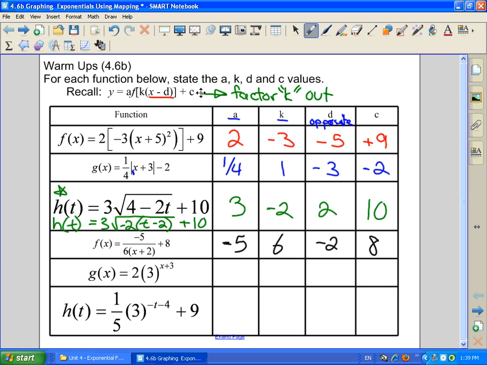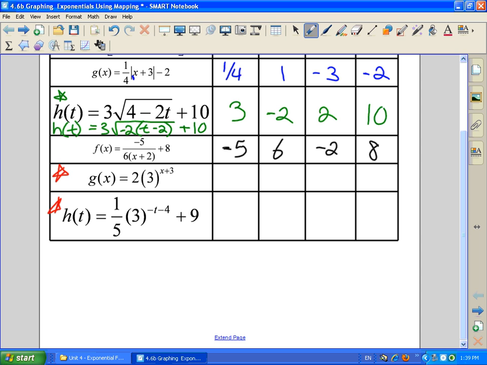Okay, now we're moving on to some new stuff, ladies and gentlemen. These two last ones, g at x and h at t, are both exponential functions. How can I tell? Because the variable, either x or t, appears in the exponent. That's why we didn't do them with our parent functions. Okay, let's do the first one. For g at x, A is 2. K is whatever's in front of x, which would be up here, so that's going to be a 1. D is -3. And C, there's no number all by itself, so that is 0. That means that the asymptote stays at the axis on that one.